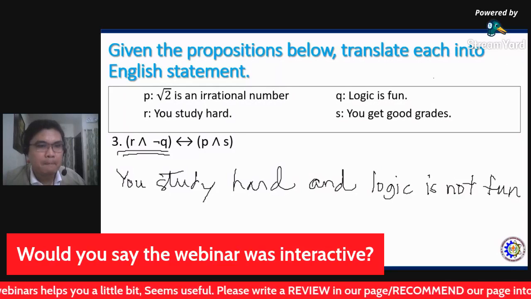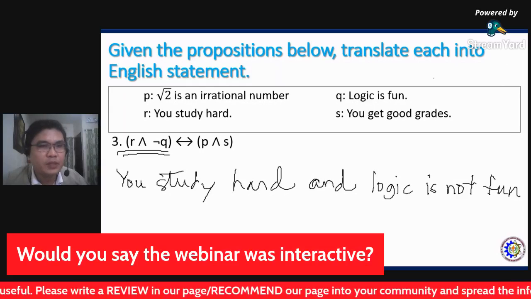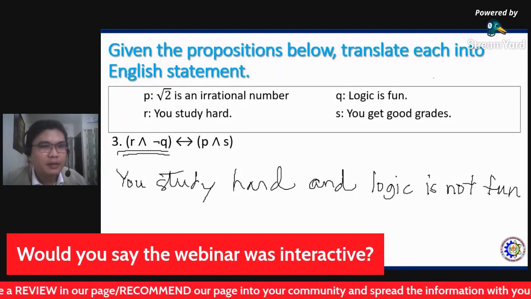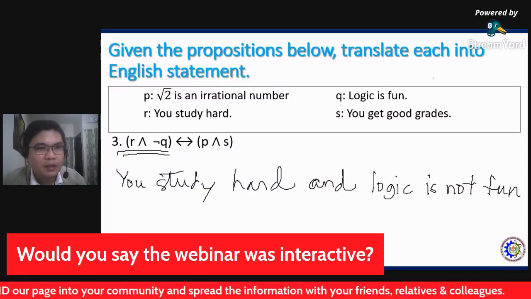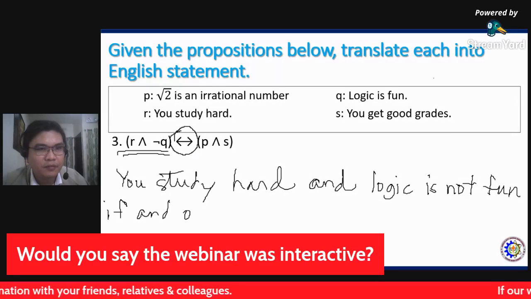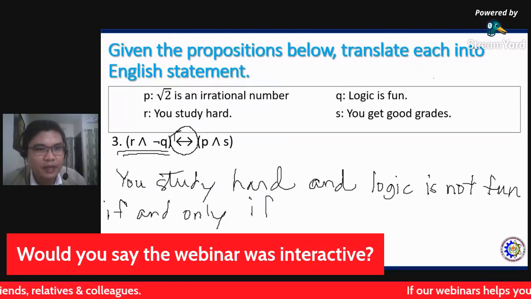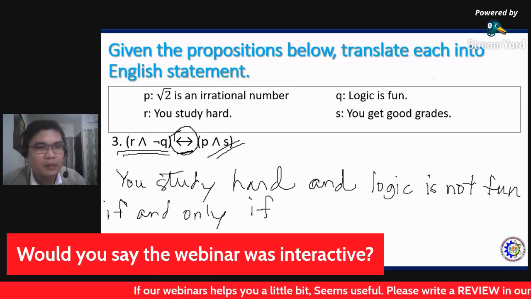Okay, so that's the first one. R and not Q is you study hard and logic is not fun. Okay, and then comes this biconditional. If and only if, yeah, that is the connector. Then we move to the second part, P and S.